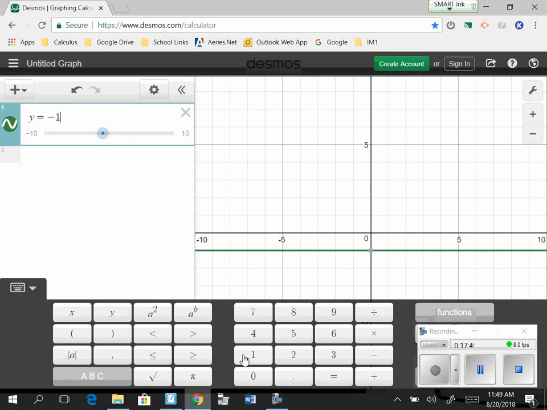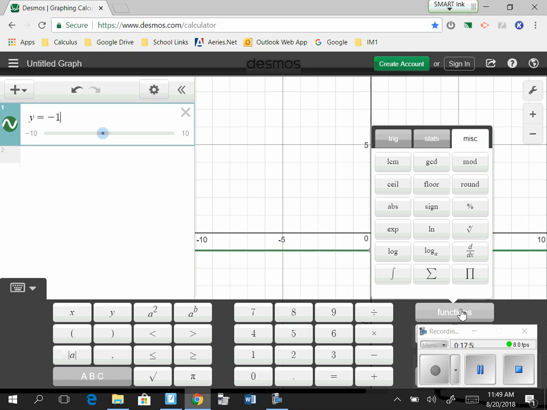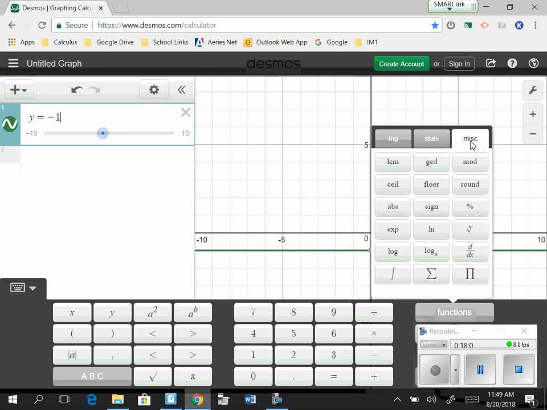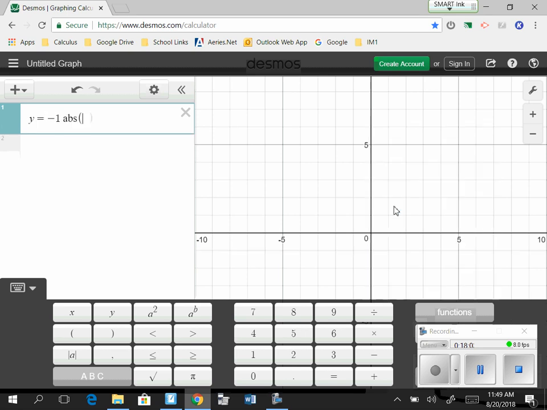Now, for absolute value, notice that little functions button in the bottom right corner. I tap that, and I'm on the MISC tab. I think it starts you over here on the trig tab. You'll have to choose the MISC tab, and ABS stands for absolute value. Notice it put ABS up on my screen. I can now type the rest of my expression in those parentheses.